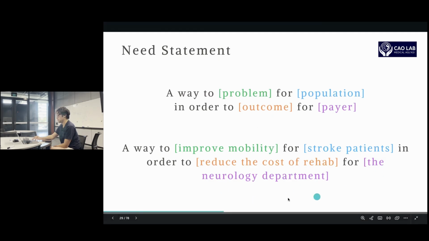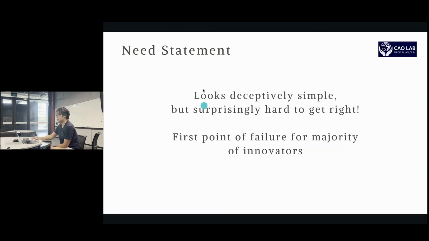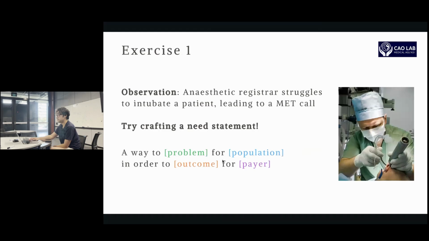The payer is going to be the neurology department in this case, okay? And they want to reduce the cost of rehab because it's a big budget line item for them. So that's how you build a need statement. And you guys will get some experience doing that today. Now, these look deceptively simple, but are surprisingly hard to get right. And usually it's the first point of failure for the majority of innovators, okay?